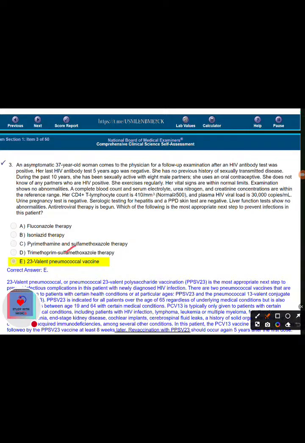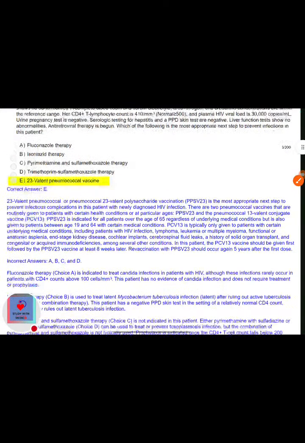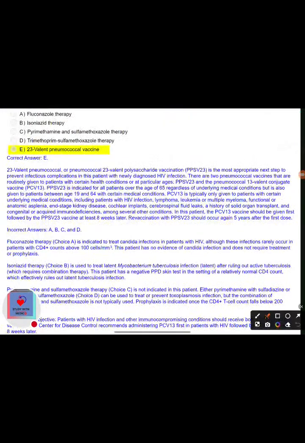Fluconazole, isoniazid, pyrimethamine, sulfamethoxazole therapy, or trimethoprim sulfamethoxazole therapy, or 23-valent pneumococcal vaccine. See, pneumococcal vaccine should be given other than any drug. So the 23-valent pneumococcal polysaccharide vaccination is the most appropriate next step to prevent infectious complications in this patient with newly diagnosed HIV infection.